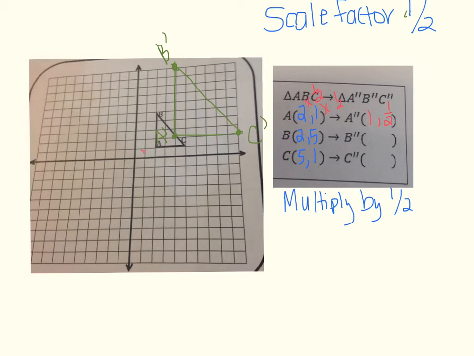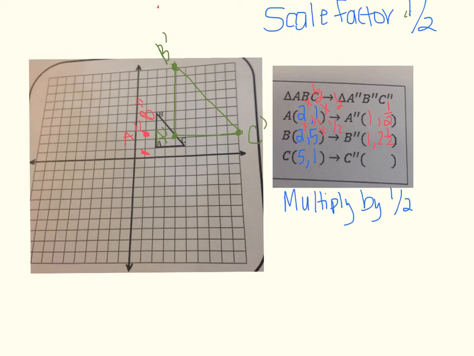So I'm going to try and get it right in the spot there. It should be right on that in between mark, and I'm going to label it A double prime. Now I'm going to do the same thing for B. 2 times 1/2 would be 1. 5 times 1/2 would be 2 1/2. So I'm going to go over 1, up 2 1/2, so it's going to be right in the middle there, and you're going to label it B double prime.